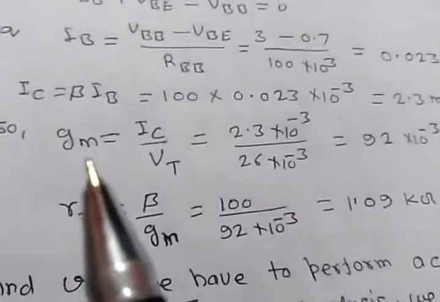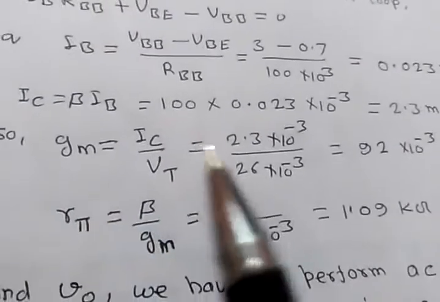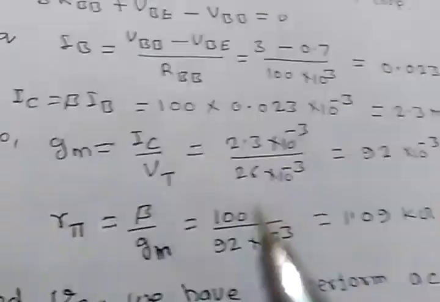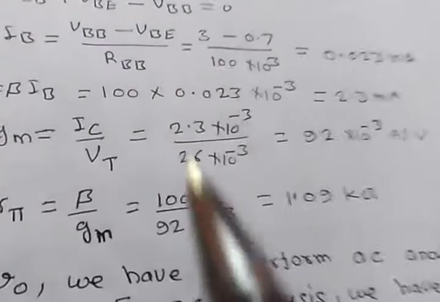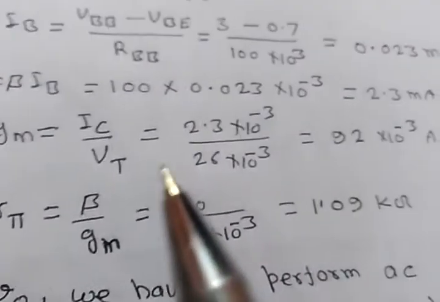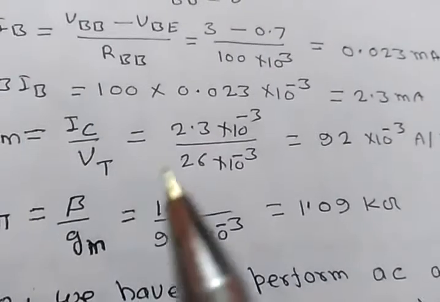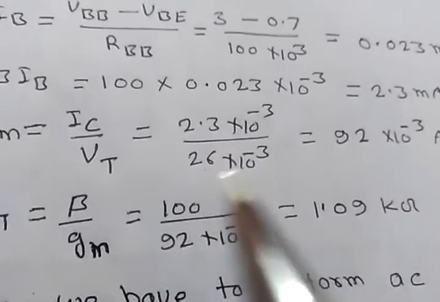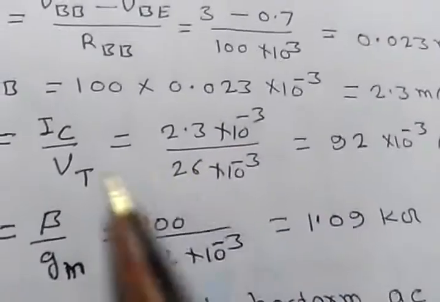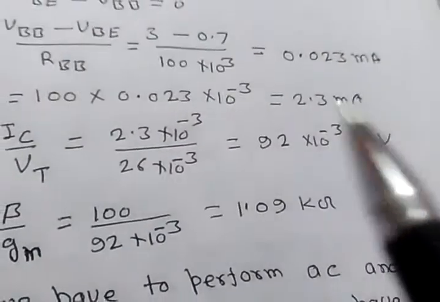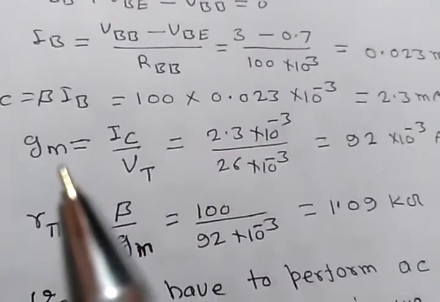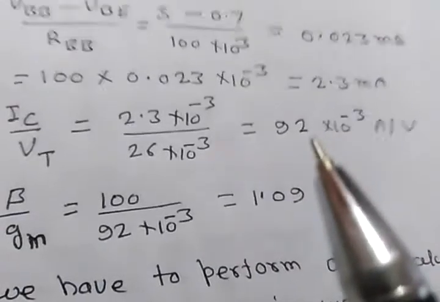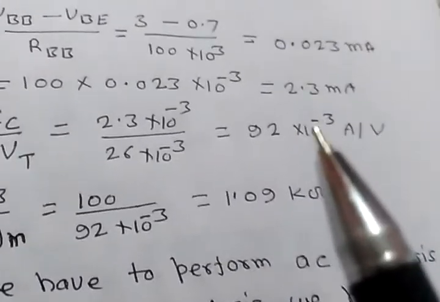Now we already know the transconductance GM equals IC upon VT. VT is the voltage equivalent of temperature. At room temperature 27 degrees Celsius, the value of VT is 26 millivolt. And IC we have calculated as 2.3 milliampere. So put these values. In this way, transconductance Gm will be 92 into 10 to the power minus 3 ampere per volt.